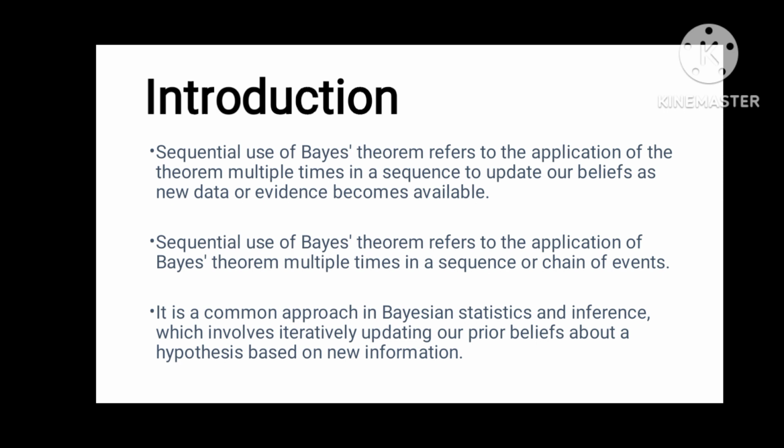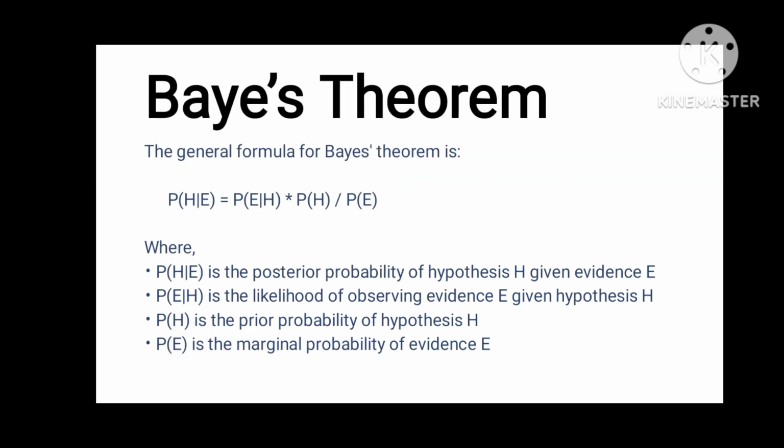First, introduction. Sequential use of Bayes theorem refers to the application of the theorem multiple times in a sequence to update our belief as new data or evidence becomes available. It is a common approach in Bayesian statistics and inference, which involves iteratively updating our prior beliefs about a hypothesis based on new information.